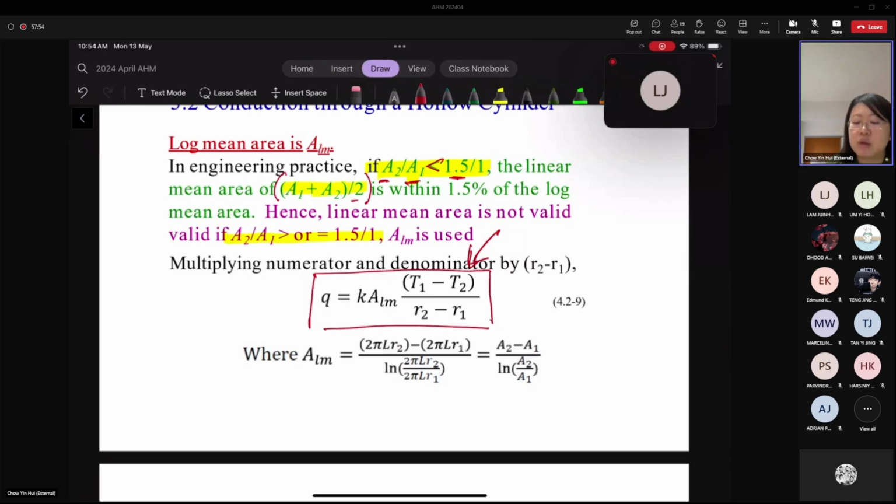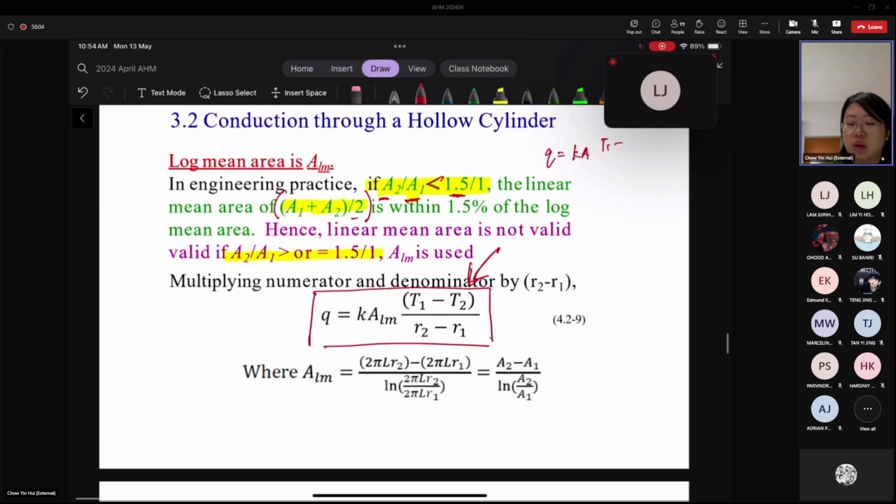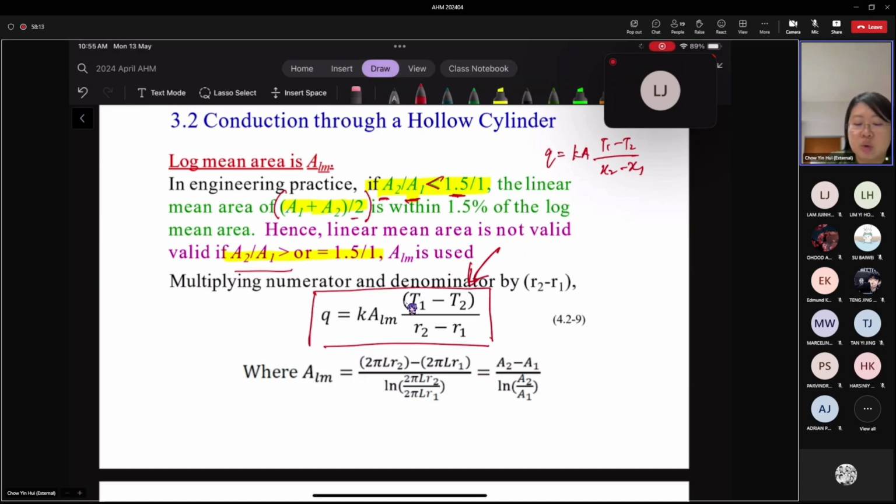If you look at it, it's very similar to the rate of heat transfer by conduction, where you have kA multiplied by T1 minus T2 divided by X2 minus X1. So if A2 divided by A1 is greater than or equal to 1.5, the equation can be expressed as k multiplied by the log mean area multiplied by the temperature difference, then divided by the outer radius minus the inner radius.